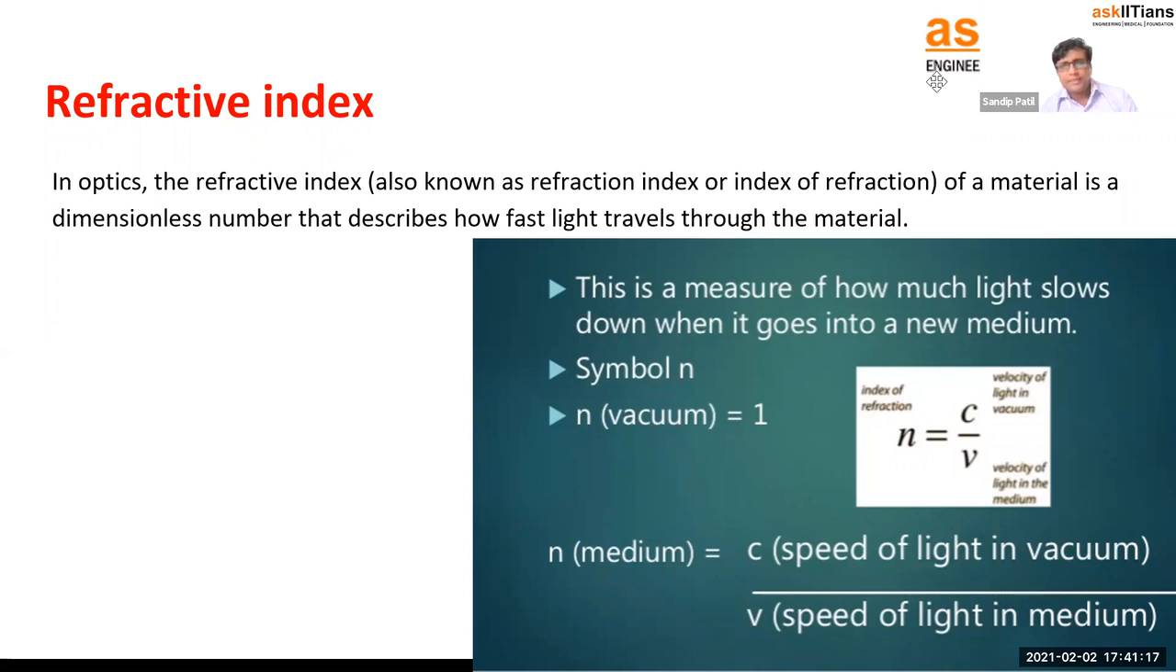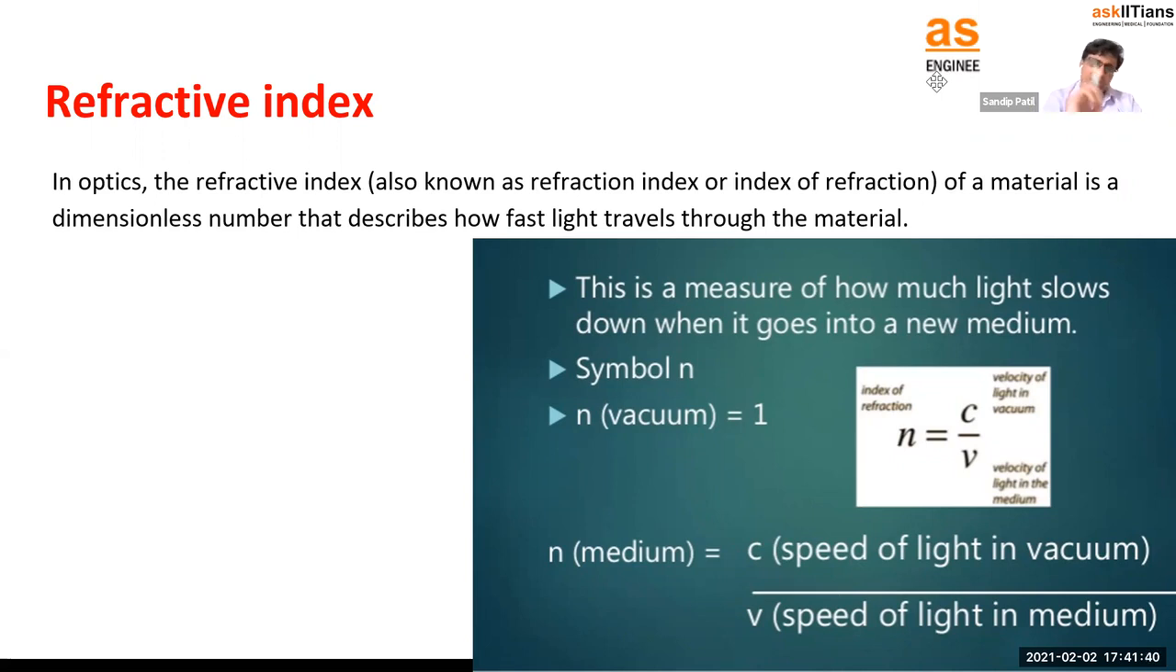In optics, meaning the light section of physics, the refractive index, which is also called the index of refraction or refraction index, of any material or medium, it could be water, it could be glass, or any transparent material, is a dimensionless number.